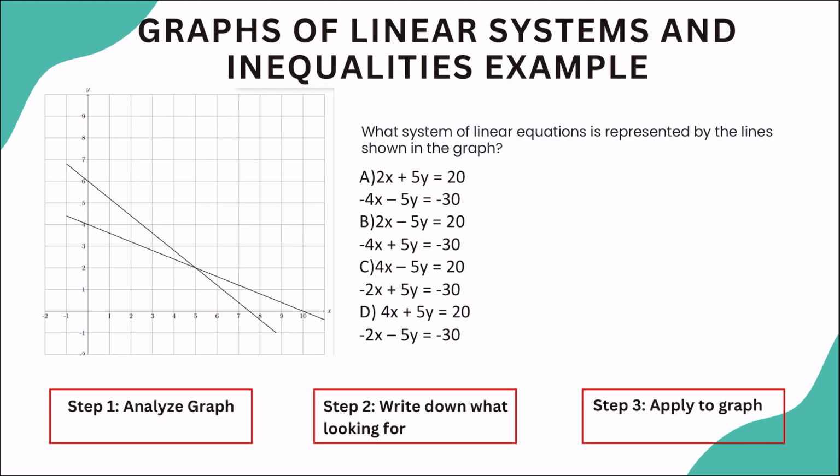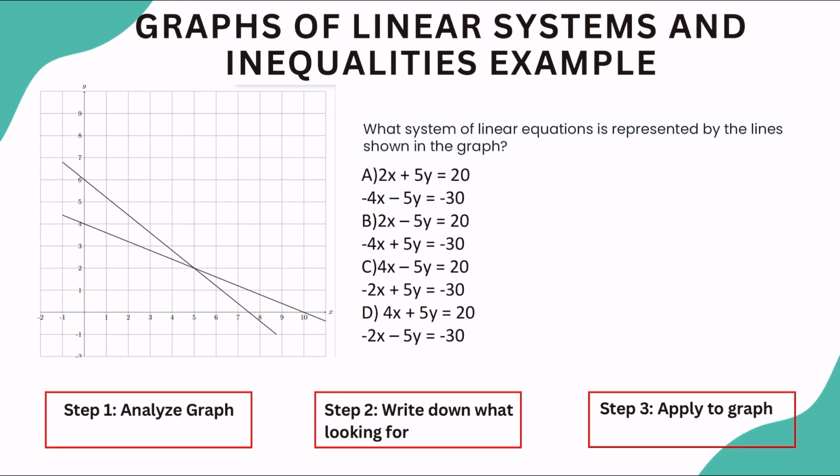So our question asks, what system of linear equations is represented by the lines shown in the graph? Well, let's look at step number 1 and let's analyze our graph. For this first line, line number 1, I'm seeing it crosses the y-axis at 0, 6. So I'm going to say the y-intercept should be 0, 6. Okay, important piece of information. I'm also seeing that as our x values get bigger, our y values are decreasing, which tells me we have a negative slope.